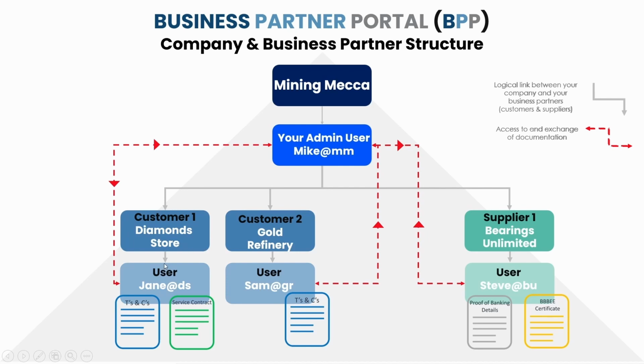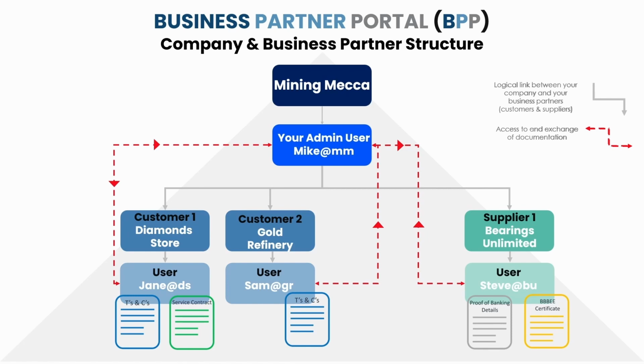The user for Diamond Store is Jane. We will create another customer, Gold Refinery, with that user being Sam. And then finally, we'll create a supplier, Bearings Unlimited, with that user, Steve. I will then log into BPP using each of those users and upload a specific document onto BPP. I will then log back in as Mike from Mining Mecca to show you how easily you can then view this documentation that's been uploaded.